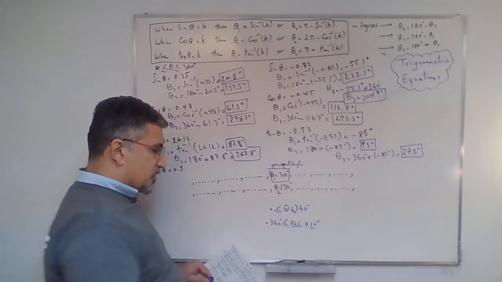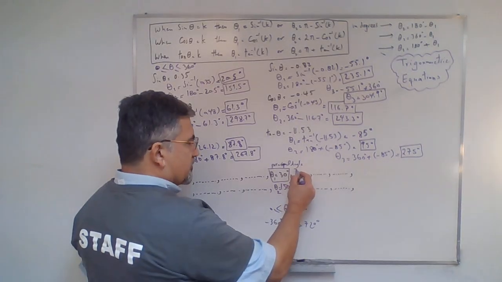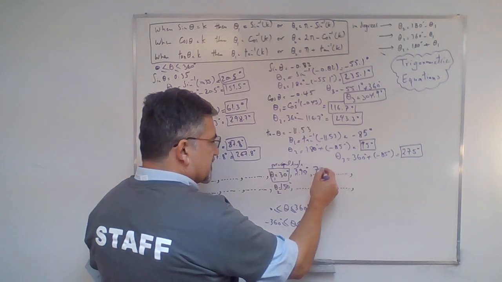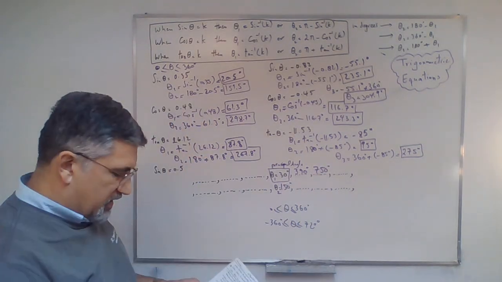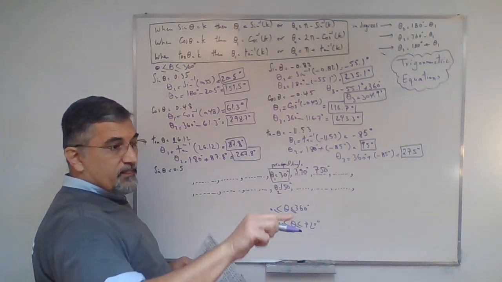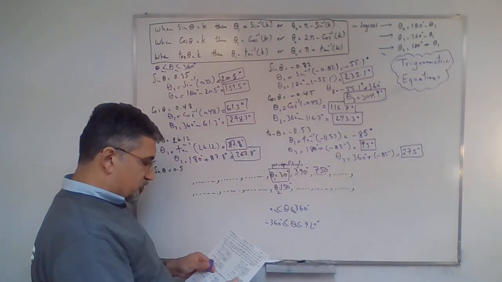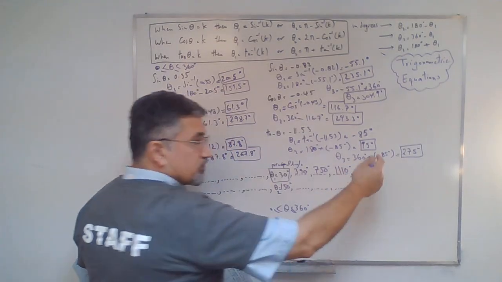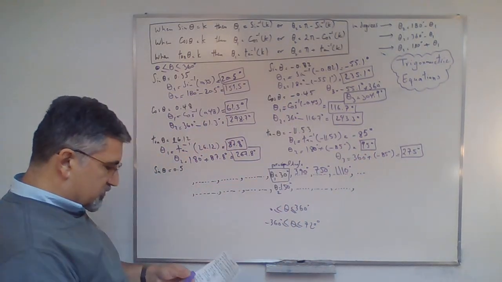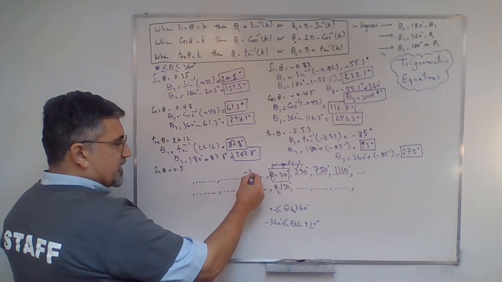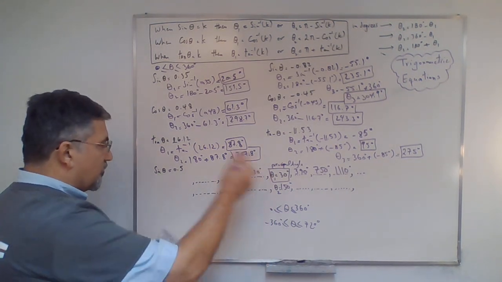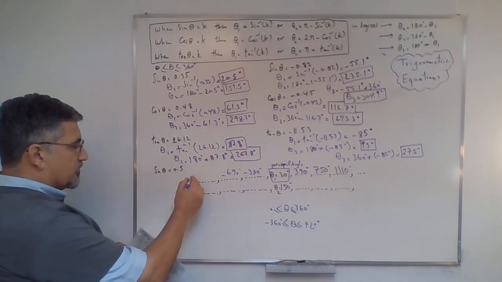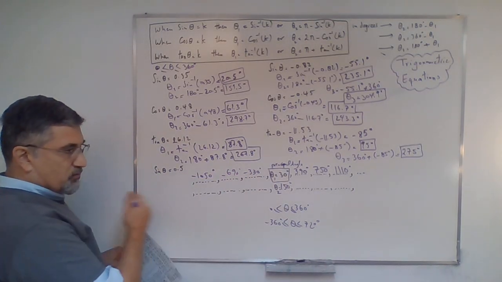So 30, I'm going to add 360. I'm going to get 390 degrees. If I add another 360, I get 750 degrees. If I keep adding another 360 degrees, which means making another full revolution around the circle, it will be 1110 degrees, and so on and so forth. You can keep adding 360 or subtracting 360, which will give you negative 330 degrees, or negative 690 degrees if you subtract another 360, or negative 1050 degrees, and so on and so forth.